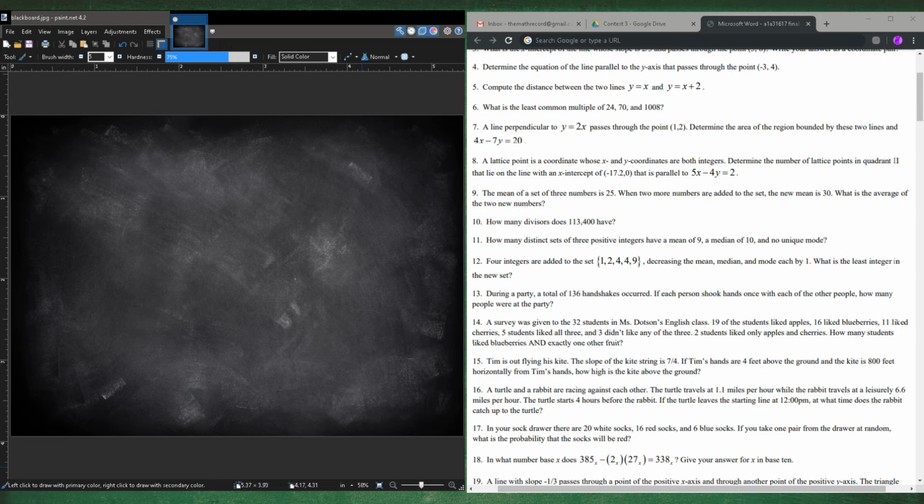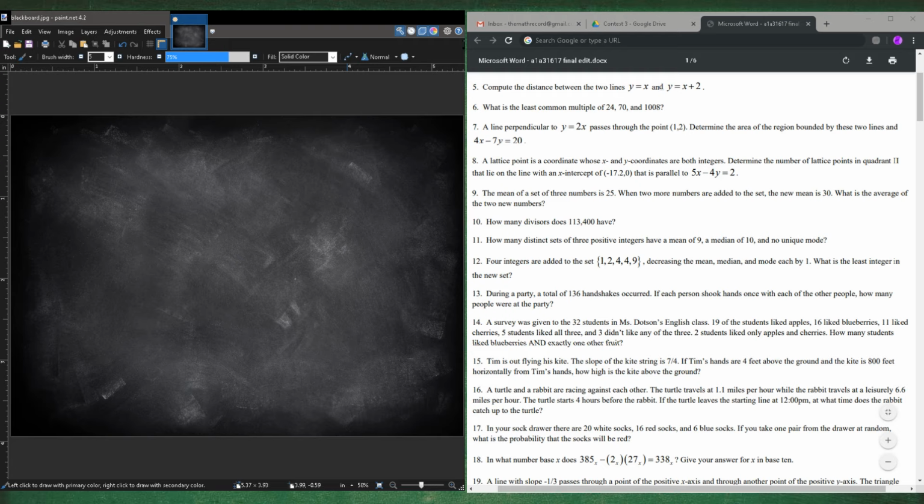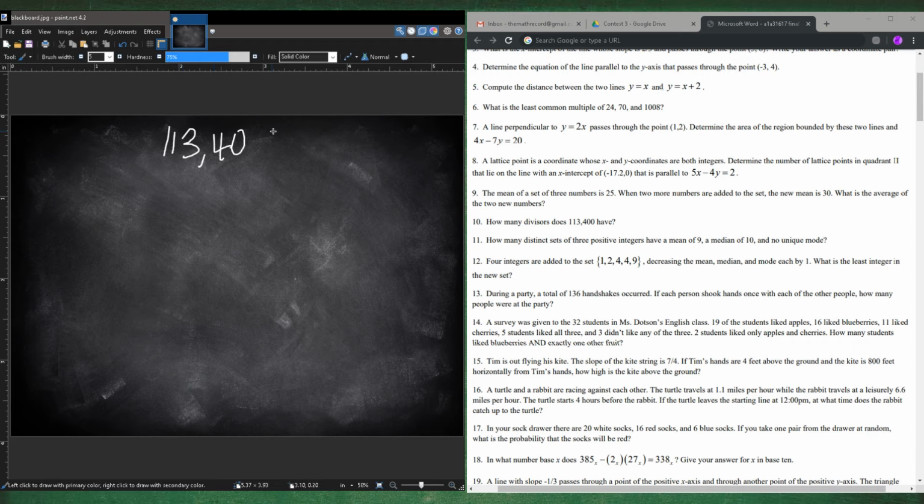Number 10. How many divisors does 113,400 have? What you're going to do is factor this out. You can do this by hand or use your calculator. If you use your calculator, it's much faster. So factor 113400. You get 2 to the third times 3 to the 4 times 5 to the 2 times 7.